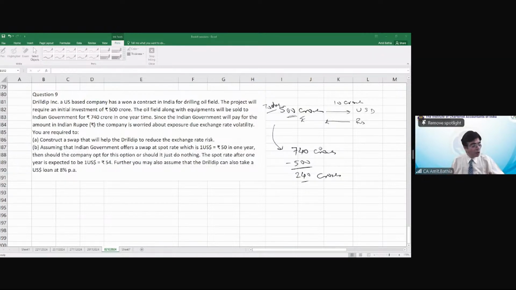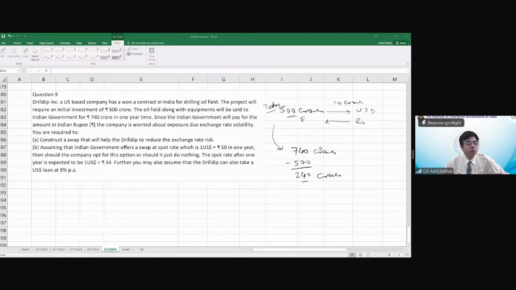Okay. All right. Now, what is further asked? Assuming that the Indian government offers a swap at the spot rate, which is US dollar 1 equal to 50 rupees in 1 year, then should the company opt for this option or should it just do nothing? Right? The spot rate after 1 year is expected to be 1 USD equal to 54 rupees. Further, you may also assume that the company can also take a US dollar loan at 8% per annum. Fair enough.